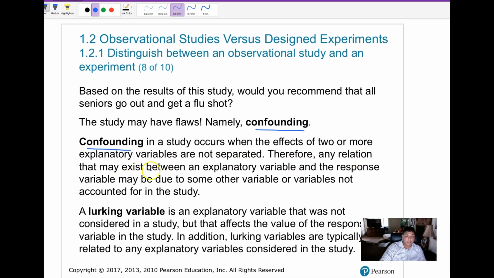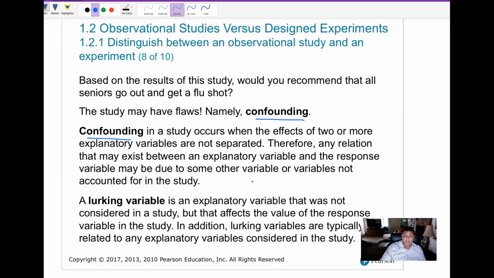Therefore, any relation that may exist between the explanatory and the response may be due to something else. We say this causes this, but there could be some confounding, meaning that we weren't able to really identify which variables caused that. Did you get better grades in the class because you went to tutoring, or because you actually started reading your book, right? Which variable actually caused that? There'd be some confounding there.